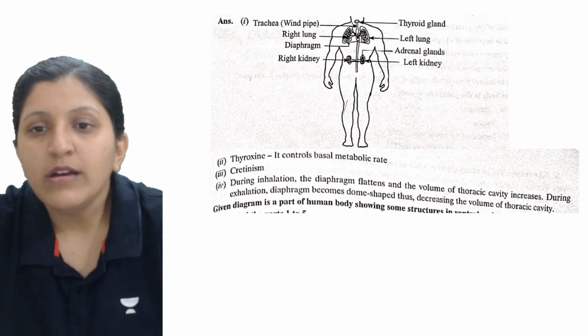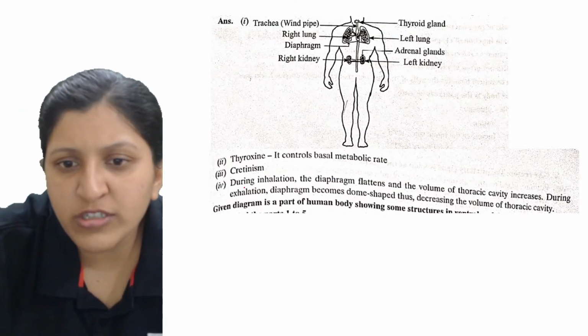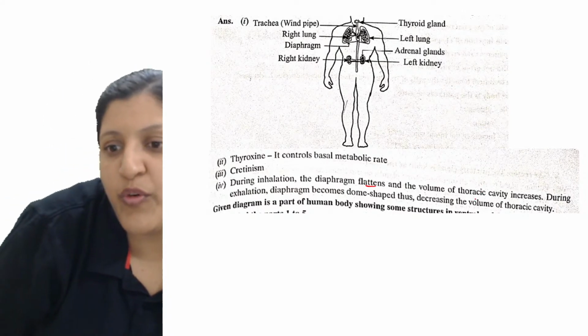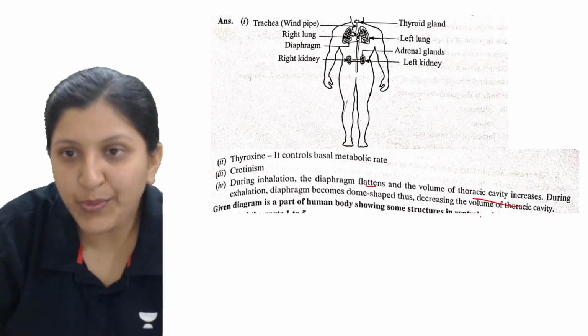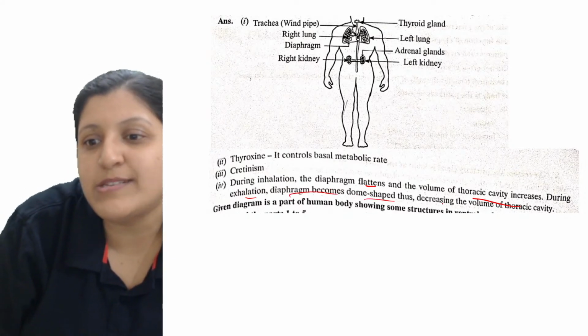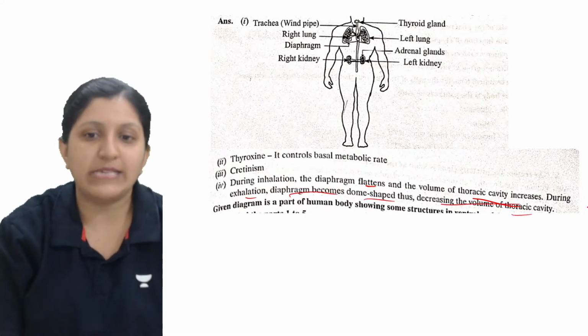Okay. So here, as mentioned, during inhalation the diaphragm is going to flatten, so the volume of the thoracic cavity increases. During exhalation the diaphragm becomes dome shaped, thus decreasing the volume of the thoracic cavity.